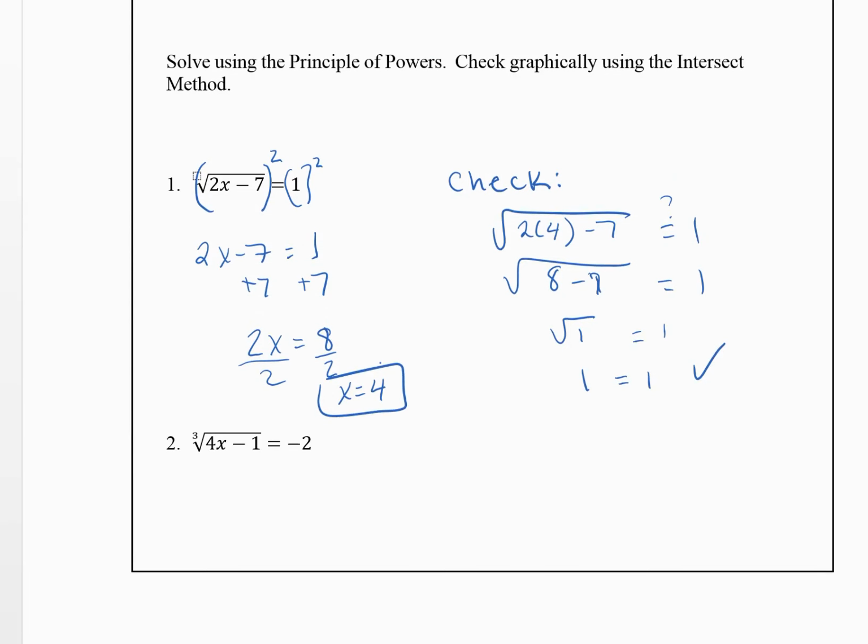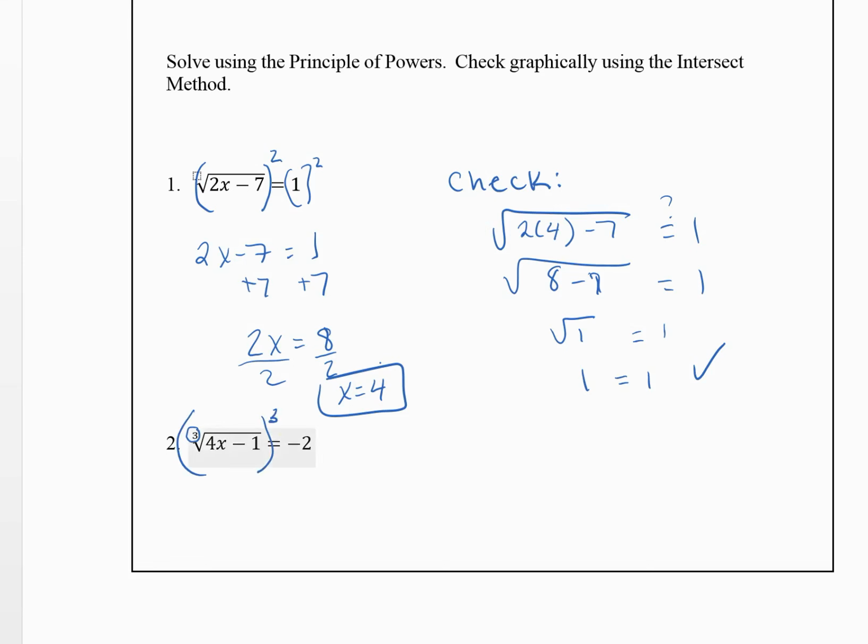Okay, let's try one more here. We have the cube root of 4x minus 1 equals negative 2. Now, to get rid of a cube root, we need to cube both sides. Whatever the index is, this is the index. When there's not one, we just assume that it's 2, so we have the square root. But whenever we put a number there, we're taking the cube root or the 4th root or the 5th root or whatever root. We want to raise both sides to that power.